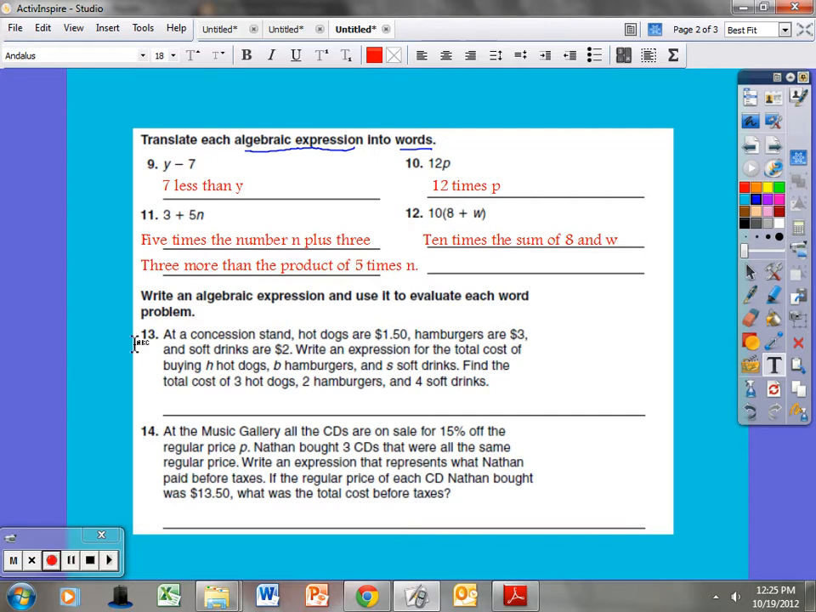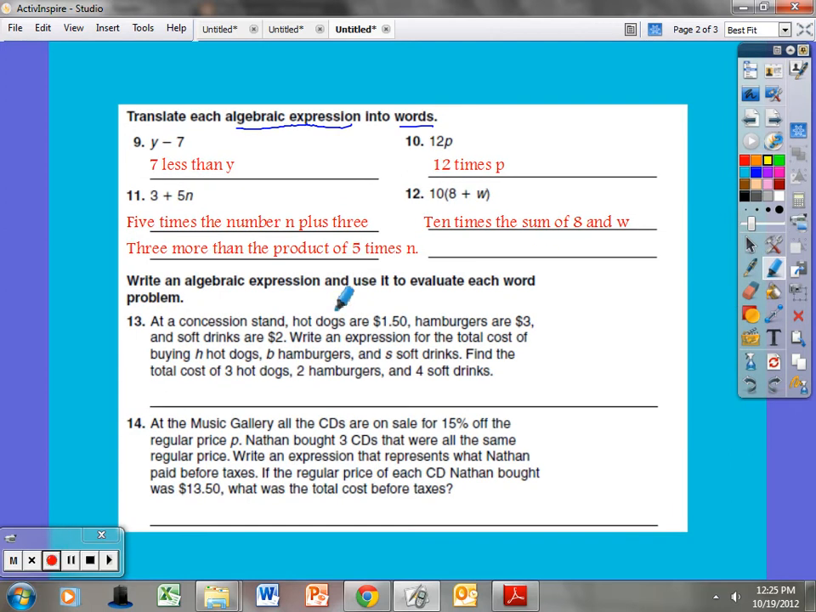So at a concession stand, hot dogs are $1.50, hamburgers are $3, and soft drinks are $2. Write an expression for the total cost of buying H hot dogs, B hamburgers, and S soft drinks. Find the total cost of 3 hot dogs, 2 hamburgers, and 4 soft drinks.